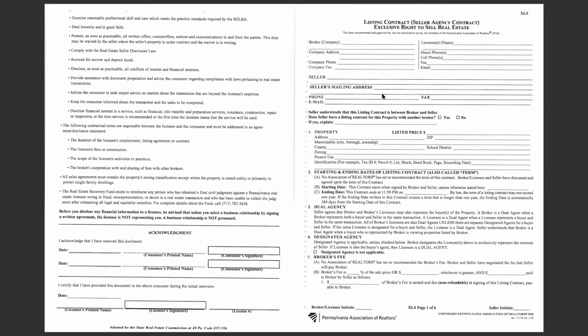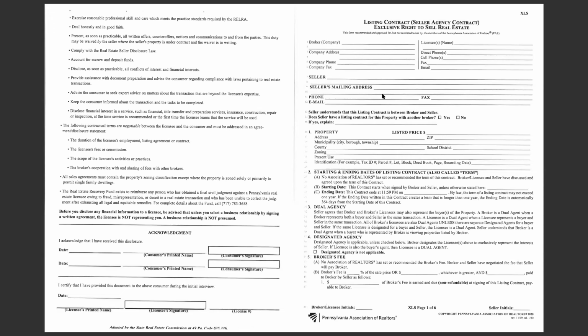Seller understands that this listing contract is between the broker and the seller. Does the seller have a listing contract for this property with another broker? Question mark. Well, we want to hope for no. But if that should be answered yes, you need to call somebody. Like you probably need to call me and say, I got a situation here. How do I handle this? Okay? Because we can't have somebody enter into two contracts.